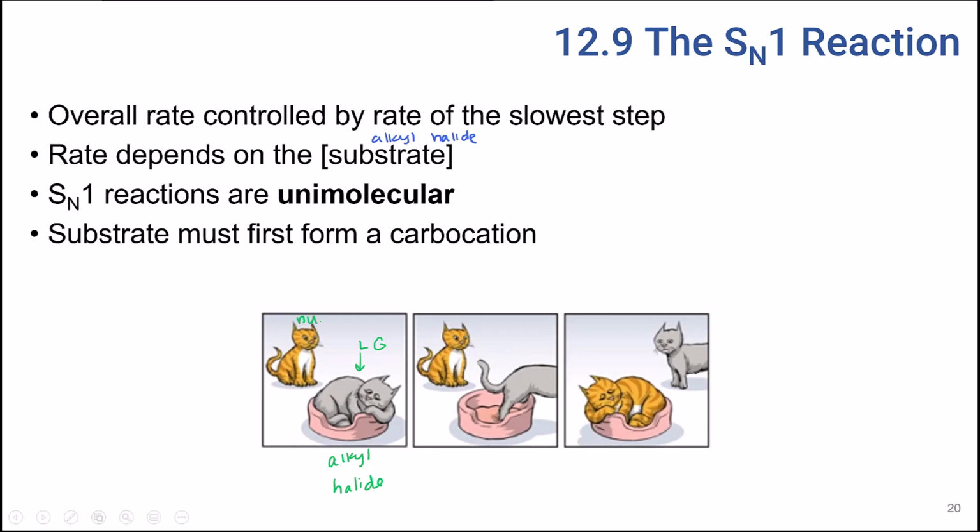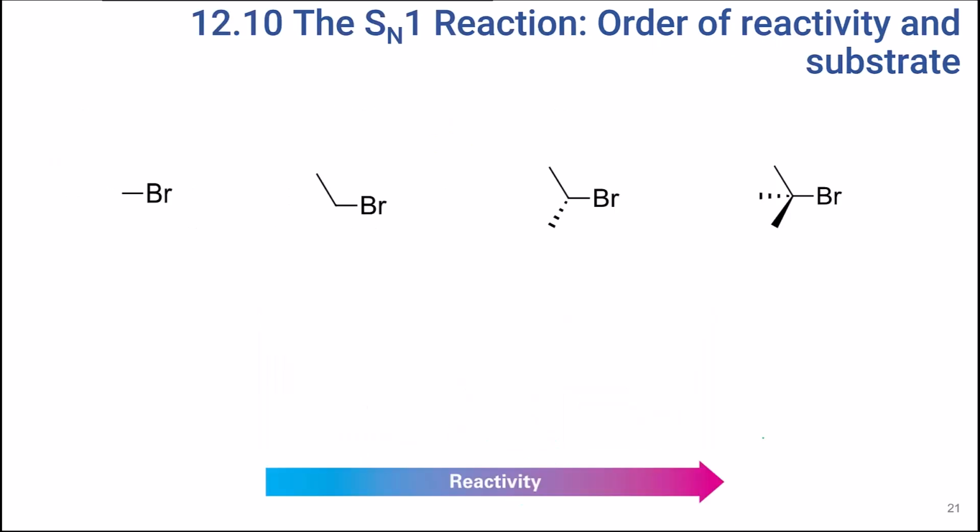So in an SN1 reaction, instead of being attacked by the orange cat, the leaving group just decides on its own to leave the substrate, which will leave behind the empty bed. So the empty bed is the carbocation, because it's missing a cat. And at that point, the nucleophile can enter into the bed and then form a new product. The reactivity of these is actually the opposite of the SN2 reaction, and the rate here depends on the ability to form a stable carbocation.